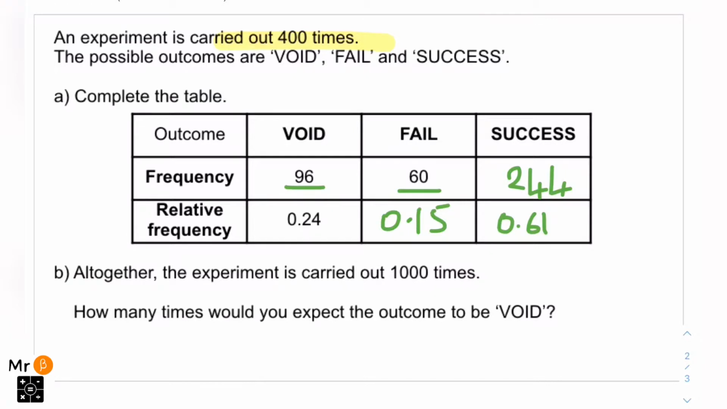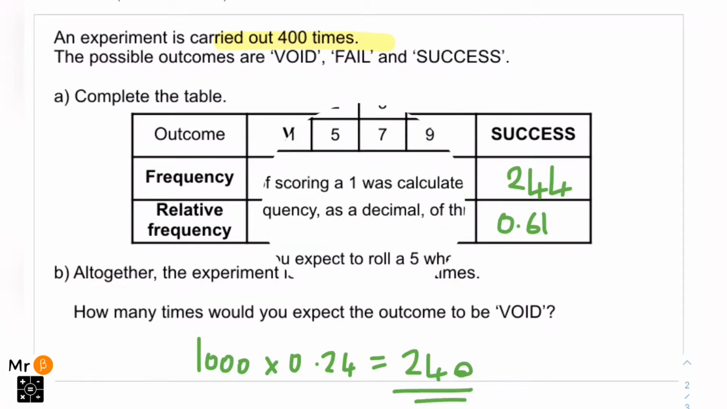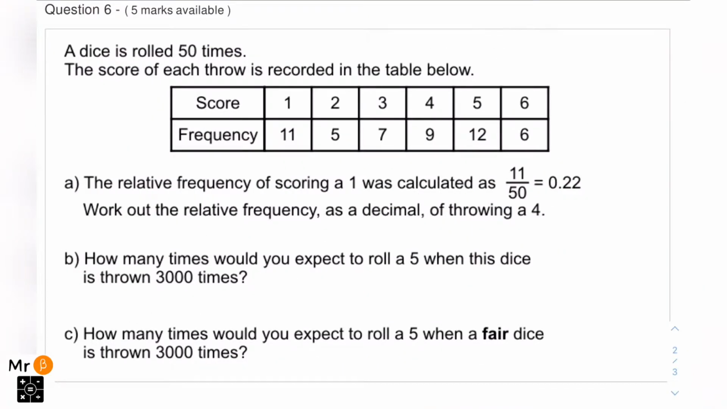We can now use this to work out our expectation. So it wants to carry the trial out another 1,000 times, and the probability of it being void is 0.24. So therefore, we get our answer of 240. Our final question on this topic.